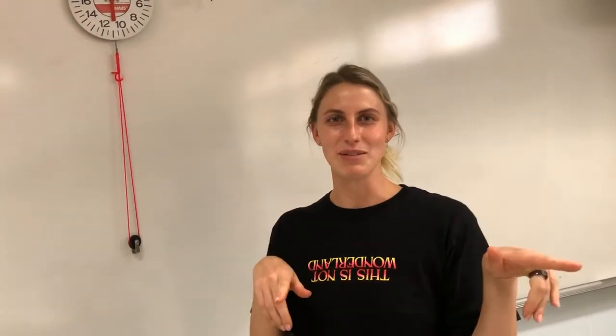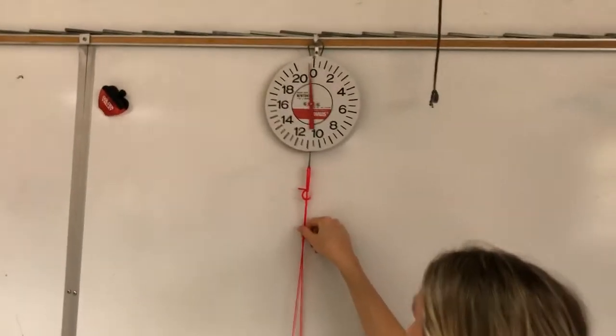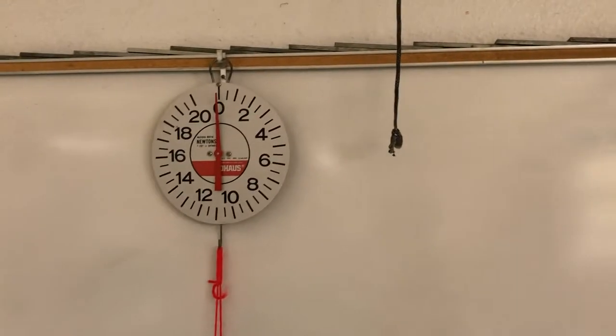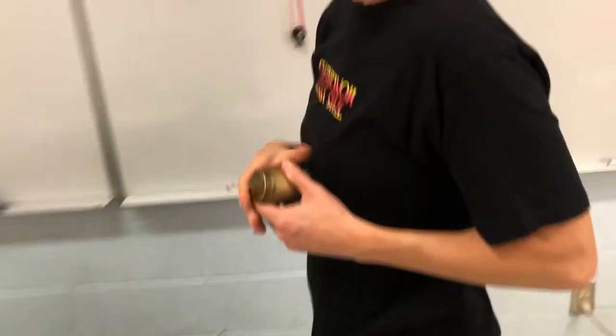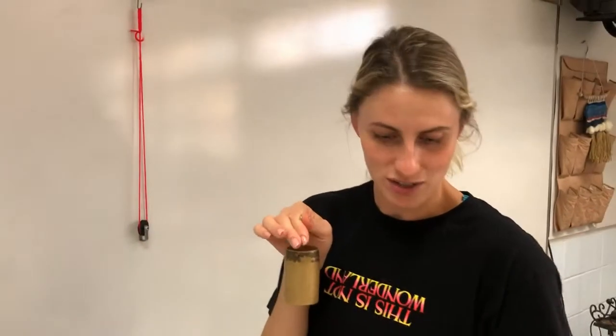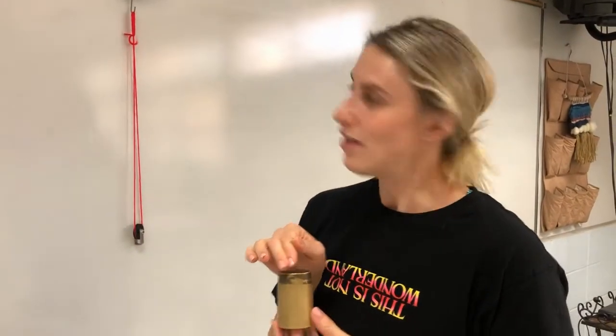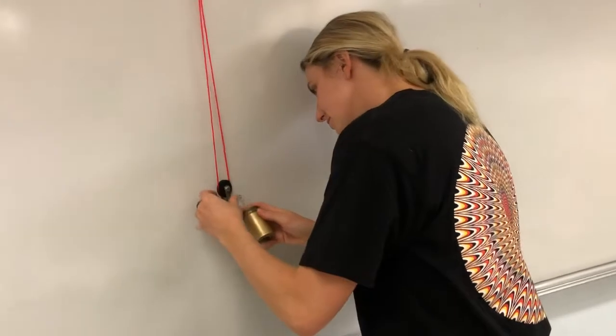Good morning, ladies and gentlemen. Today we're going to be talking about equilibrium. This is a spring scale, and it's calibrated in newtons. What I'm going to do is add a 1 kilogram mass to the spring scale. And, well, what's going to happen? You're going to weigh it.